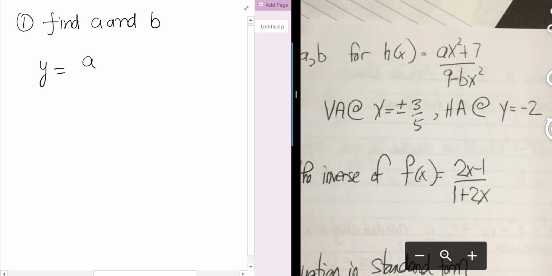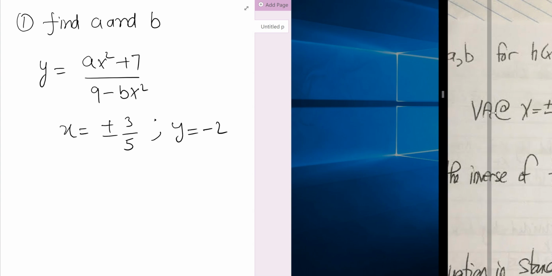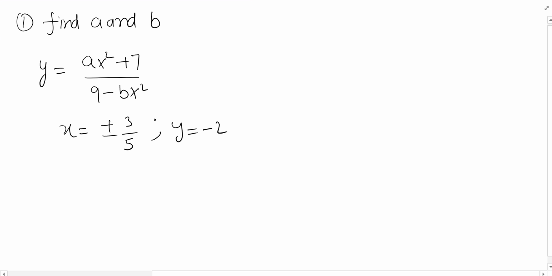Let me write y equals to that, and the x value is plus minus 3 over 5. Y is minus 2. And now we have the x and y values, so we substitute them into the equation, and then we can simplify the expression. So let me substitute both of the values.